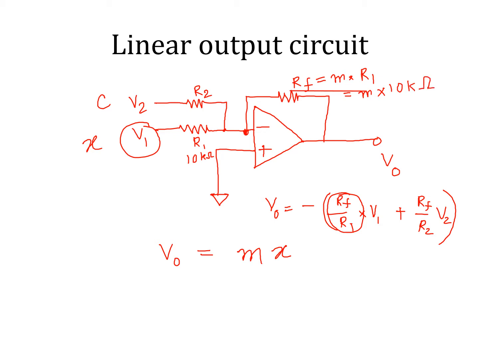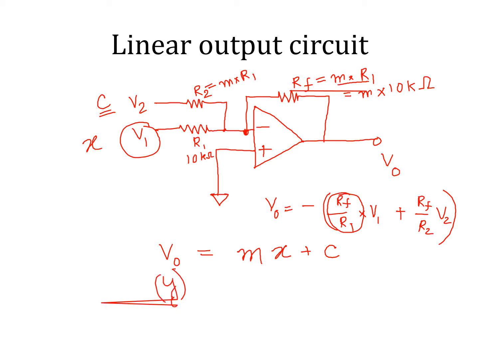Now the question is, what about C? We want C as it is in the equation, plus C. So it means the gain for C is 1. So we can write that the ratio of RF to R2 is 1. We have already decided that RF value should be M into R1. So we will keep R2 equal to M into R1. So this is the final circuit for Y equal to Mx plus C.